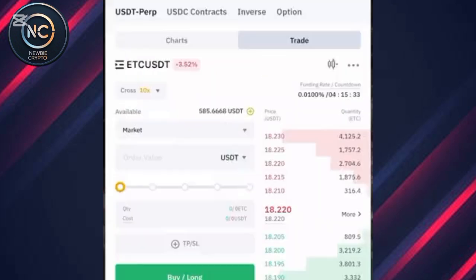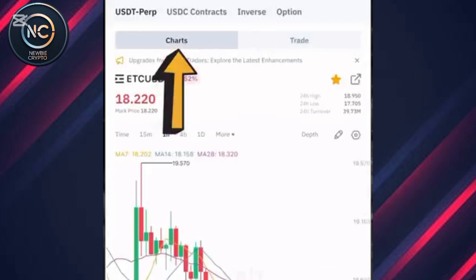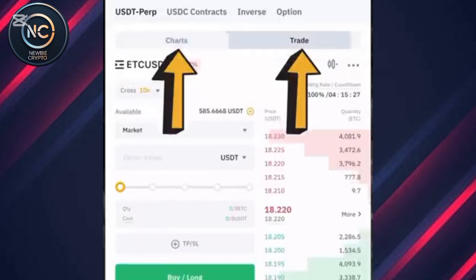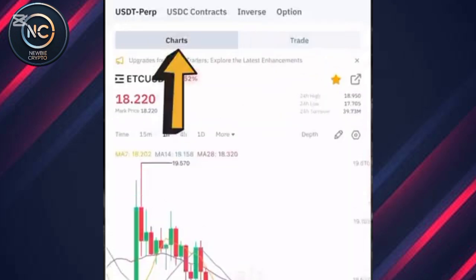And to get to the derivatives trading page on the Bybit app, you tap on where the arrow is pointing to. The next thing you can see at the top of the screen is where you have chart. If you tap on chart right here, you have chart. And if you tap on trade, this is where you can take your trades. Now I'm going to start with where you have chart right here.